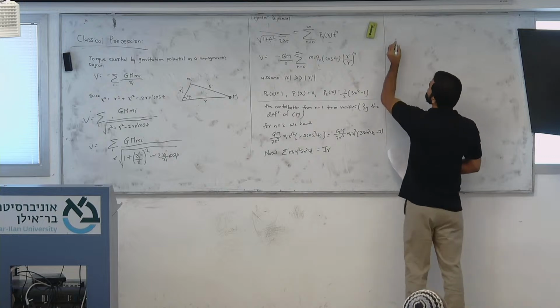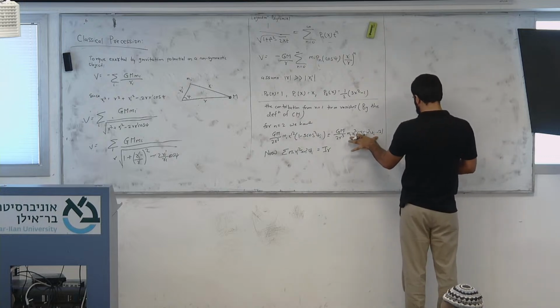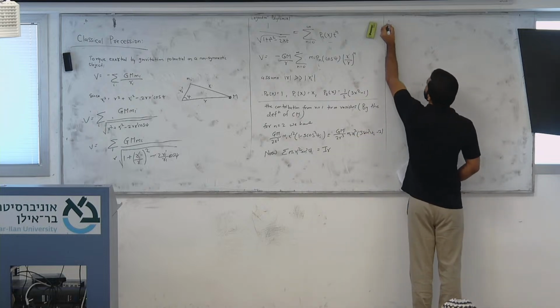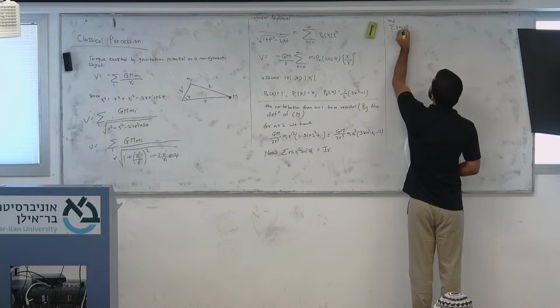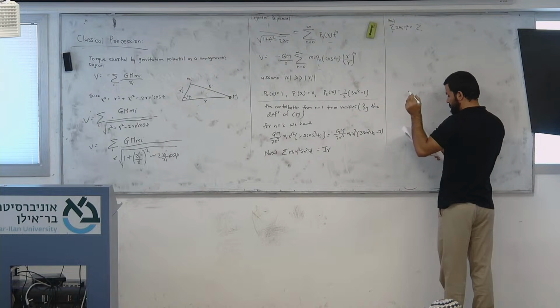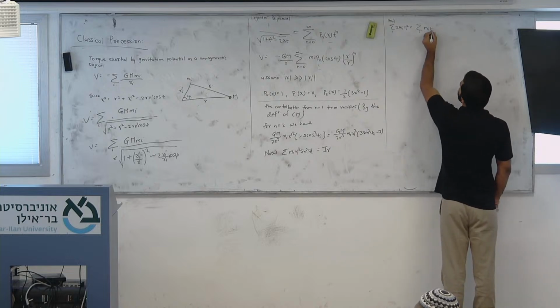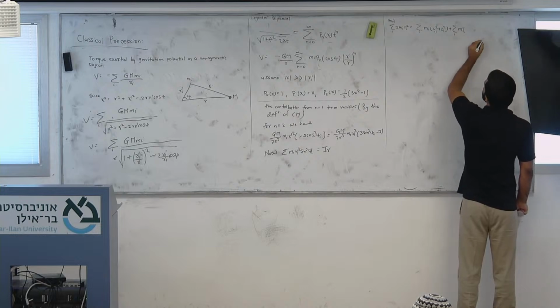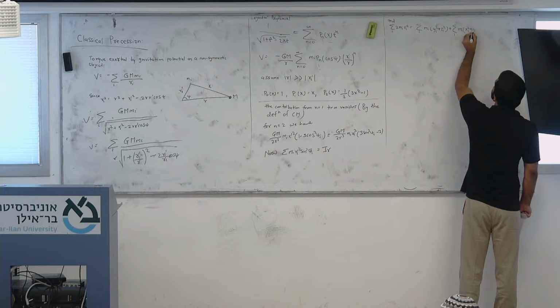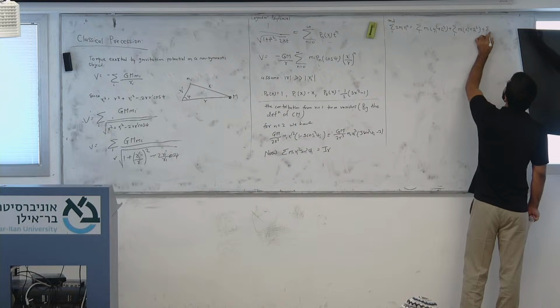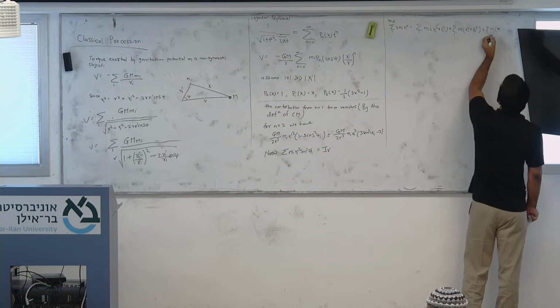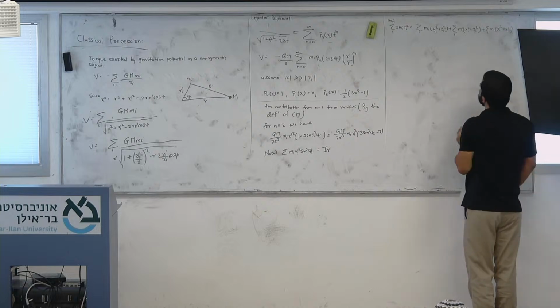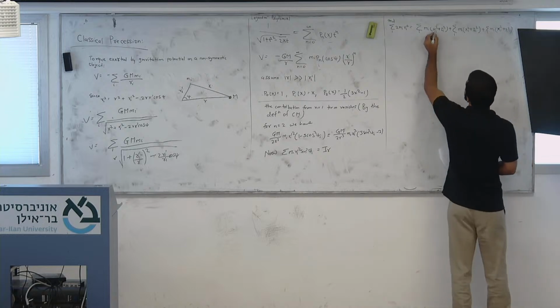Whereas this component, minus 2, so 2 mi ri prime square, summation over i of 2 mi ri prime square, I can write it as a summation over i of mi (yi square plus zi square) plus mi (xi square plus zi square) plus mi (xi square plus yi square). Everything is in prime coordinates.